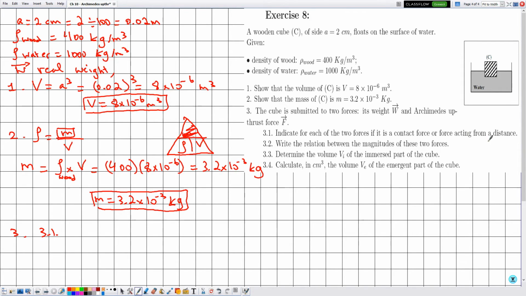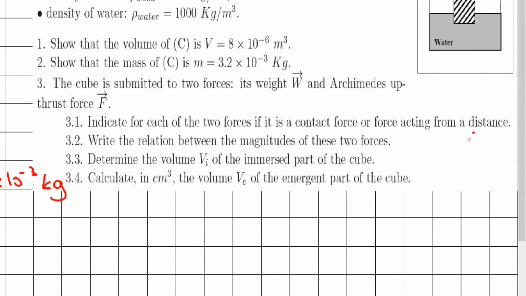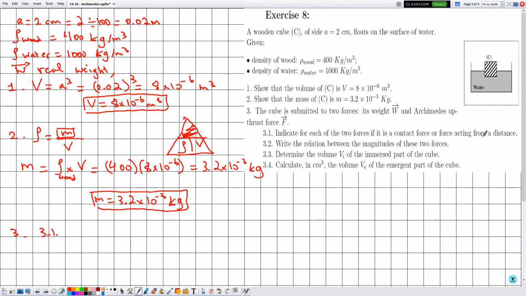3.1. Indicate for each of the two forces if it's a contact force or a force acting from a distance. So the forces that are classified as acting at a distance are the weight, the electric, the magnetic. So the weight W is classified as acting from a distance. And all other forces are classified as contact forces, and in particular the Archimedes upthrust F. So it is a contact force.